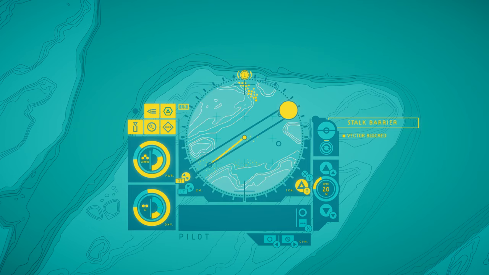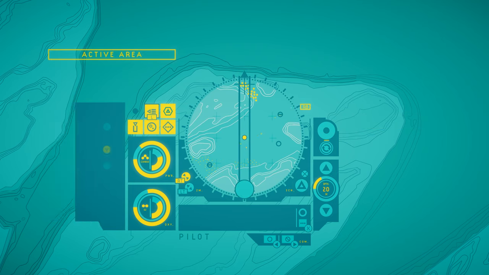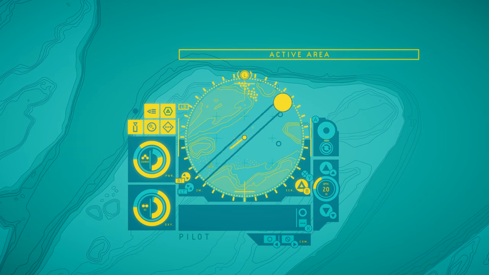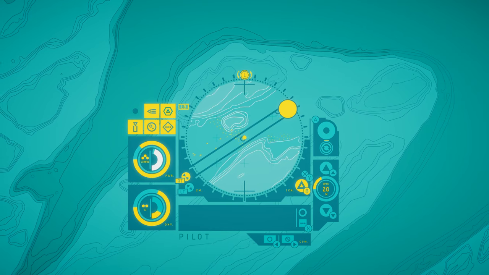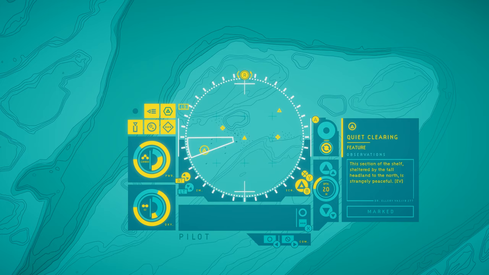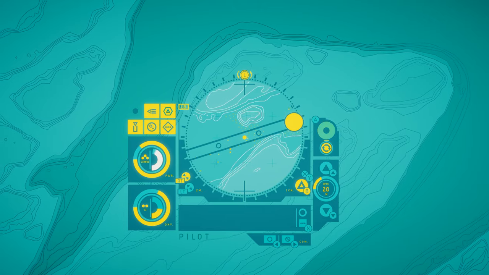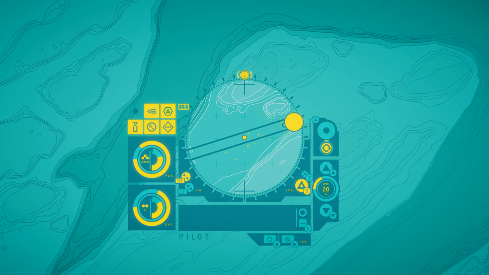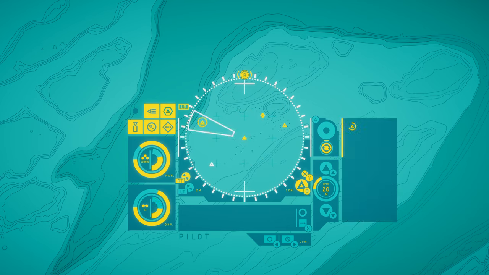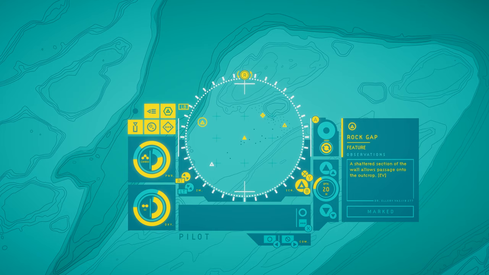Okay, so we don't get blown in the current if we are still in the current. We just can't move. Okay, that's not too bad. Quiet clearing. This section of the shelf, sheltered by the tall headland to the north, is strangely peaceful. Okay, so we're safe now. Rock gap. A shattered section of the wall allows passage onto the outcrop.